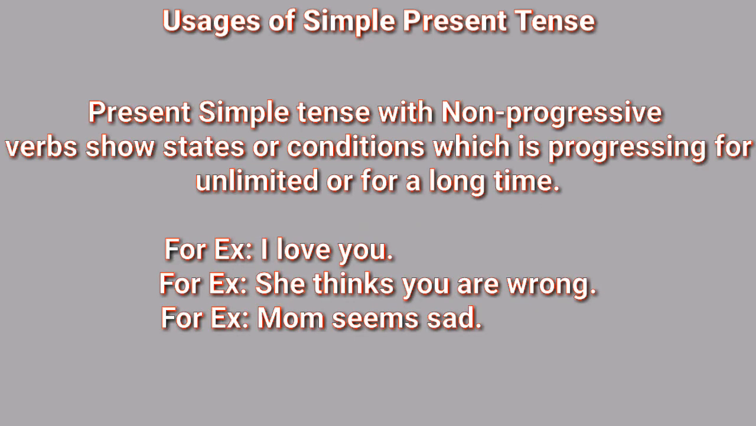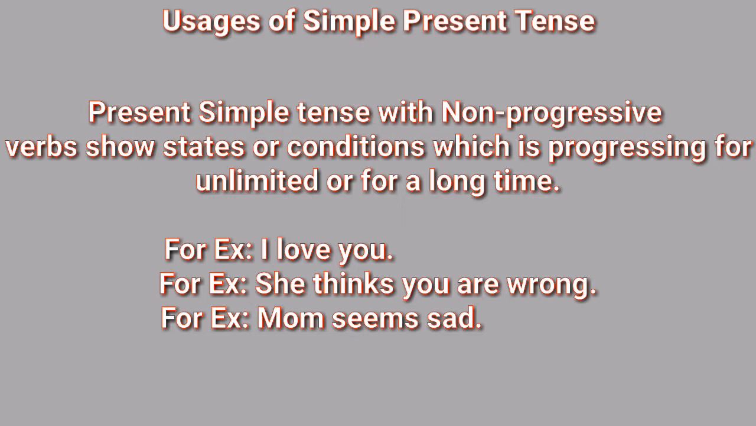Usage number 6. Present simple tense with non-progressive verbs shows states or conditions which are continuing for unlimited time or for a long time. So those words that are not used in continuous form generally show a permanent state, and a permanent state cannot be shown by progressive tense. So we use simple present tense. For example, I love you. She thinks you are wrong.